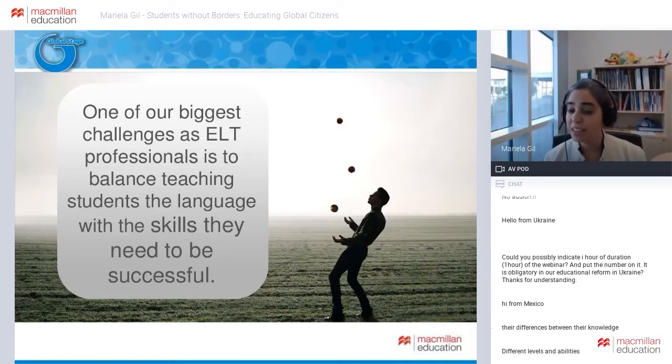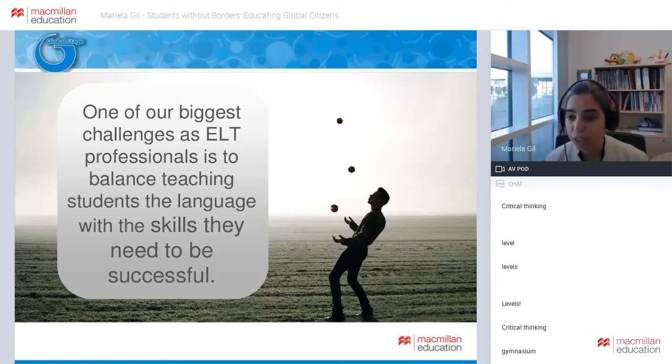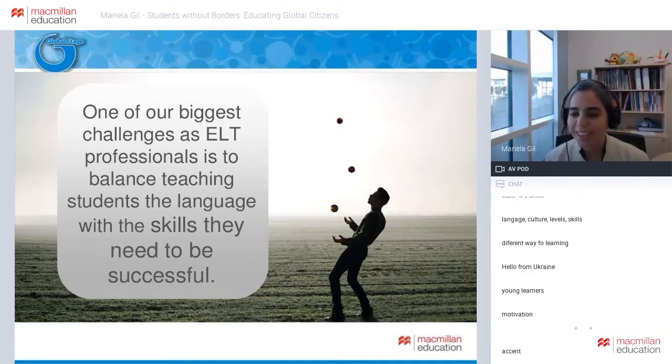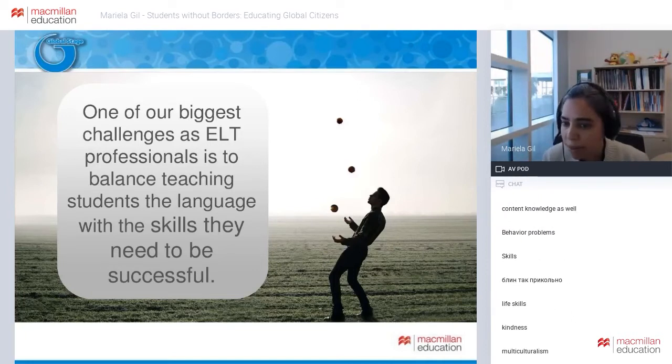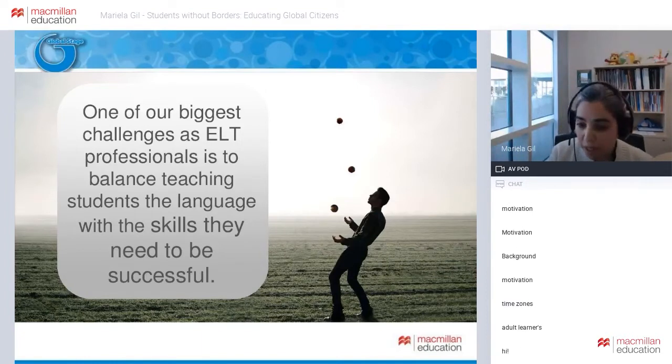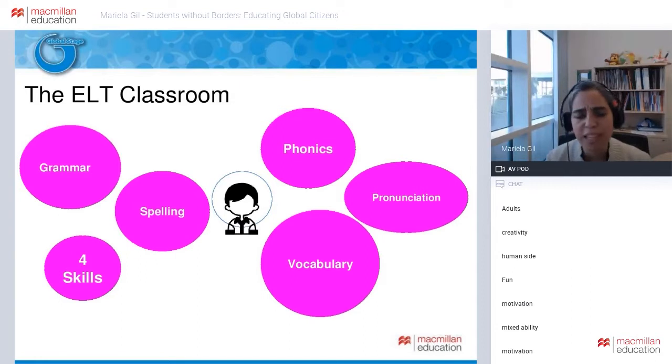So this talk, yes, levels of their differences in abilities, difference in their knowledge, motivation, critical thinking. You bring in the 4 C's. Okay, levels, cultural differences, life skills. So absolutely, you're giving us lots of the things that you're already juggling and that you're already dealing with. Empower them to learn content knowledge, not just English, their motivation. Motivation for adult learners as well. So as you can see, I just put some bubbles on screen. These are just some of the things that are a given.